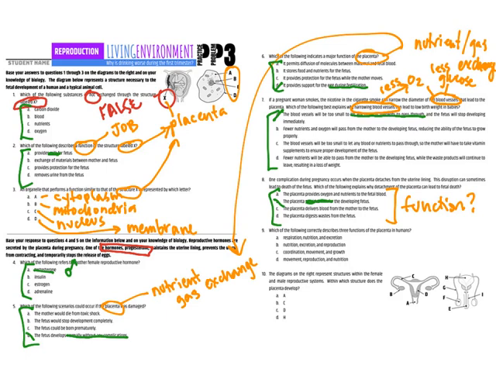Question 9. Which of the following correctly describes 3 functions of the placenta in humans? A. Respiration, nutrition, and excretion. B. Nutrition, excretion, and reproduction. C. Coordination, movement, and growth. D. Movement, reproduction, and nutrition.